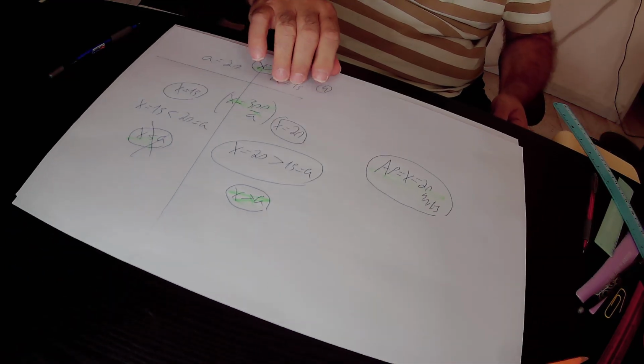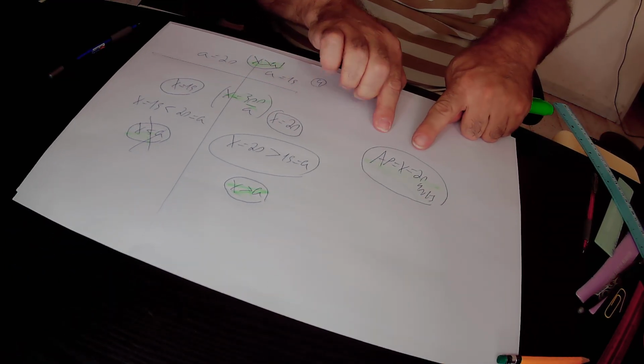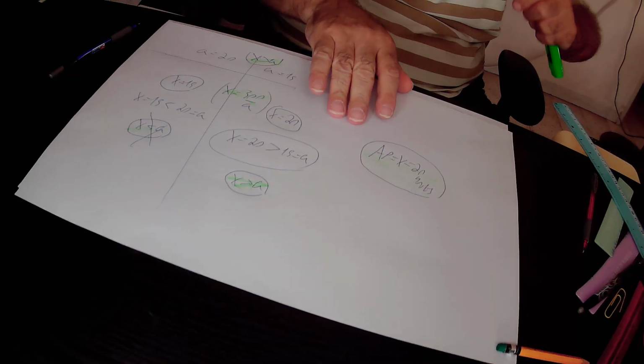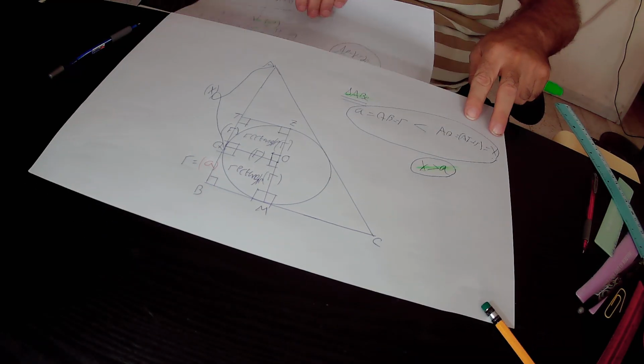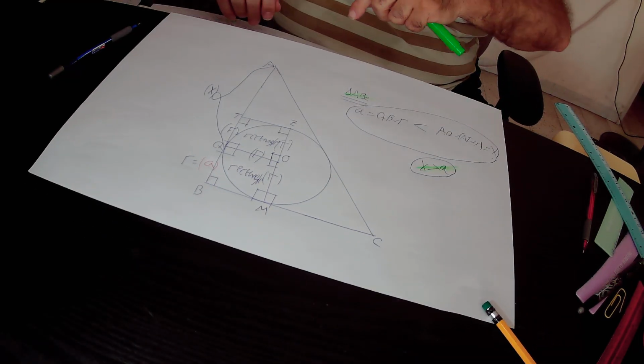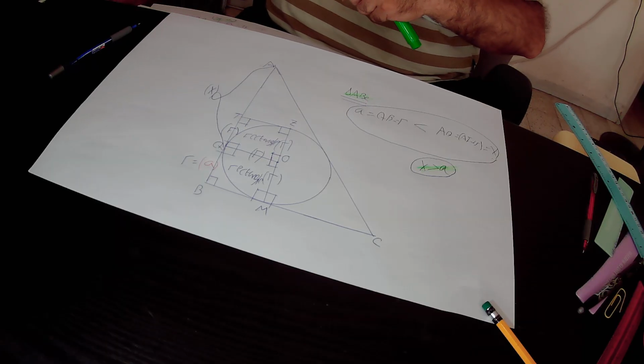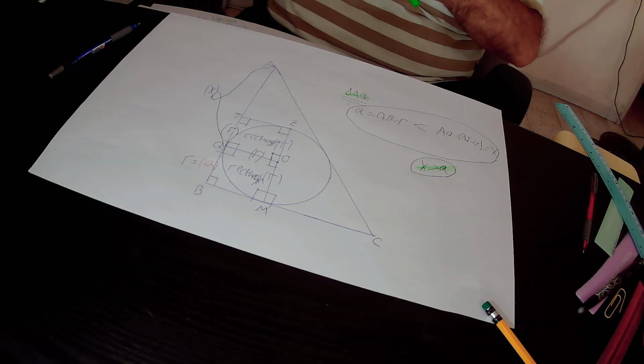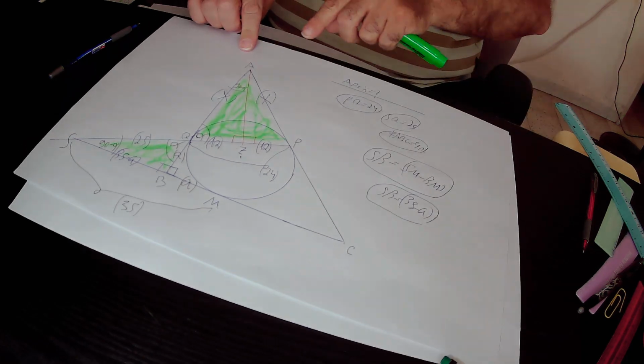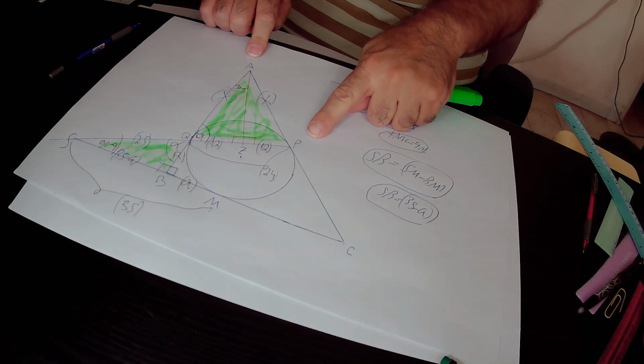So we found that the length of line segment AP is equal to X, which is equal to 20 units. Again, the length of this line segment AP is equal to X, which is equal to 20 units.